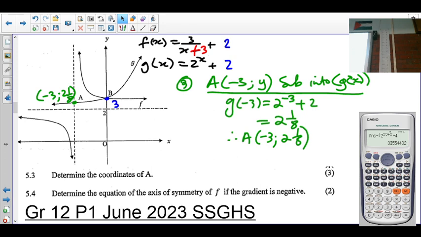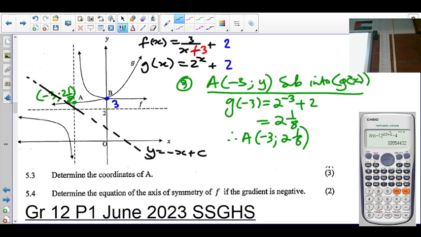In number 4, the question says determine the equation of the axis of symmetry of f for the negative gradient. Okay, so that axis of symmetry, of course, is that line that's going through there, which is y is equal to minus x plus c. If they had said the one with a positive gradient, then I would have said y is equal to positive x plus c. Okay, that's number 4 now.